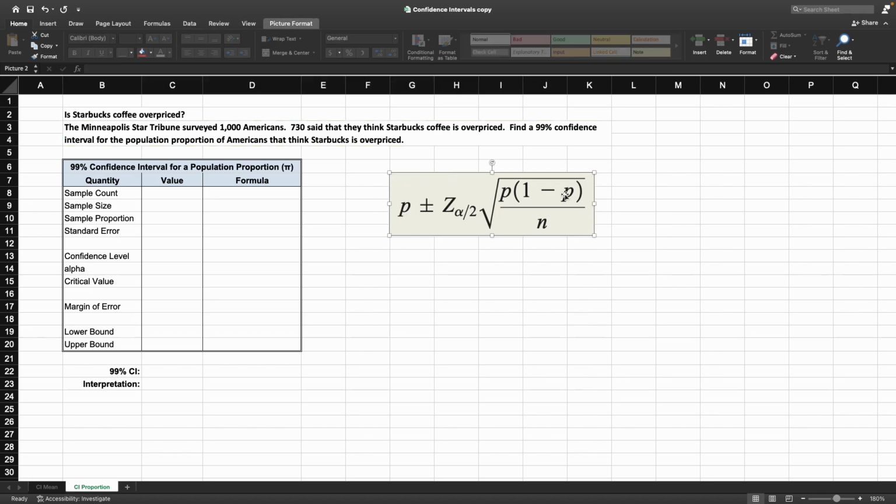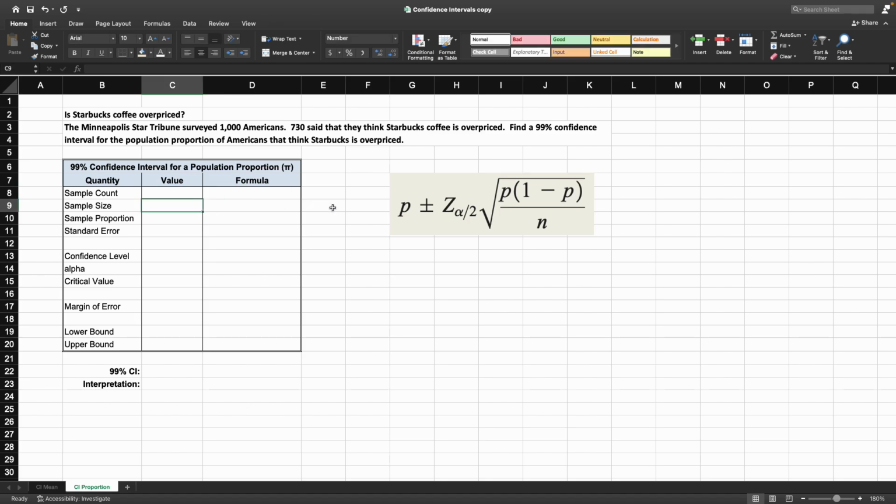Recall this is our formula. Our standard error is a little different here, and our critical value or test statistic is always z for the proportion. Let's start with what we know. The sample size was given to us as 1,000. The number of people who thought Starbucks is overpriced was 730, so our proportion is 730 divided by 1,000, and our point estimate for the sample proportion is 0.73.